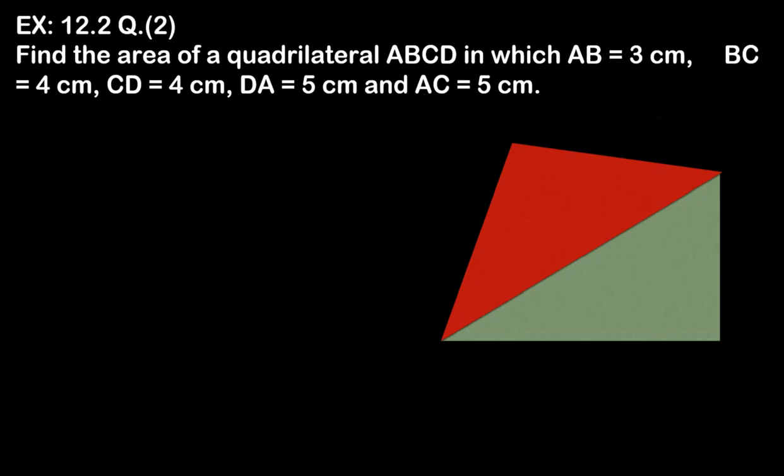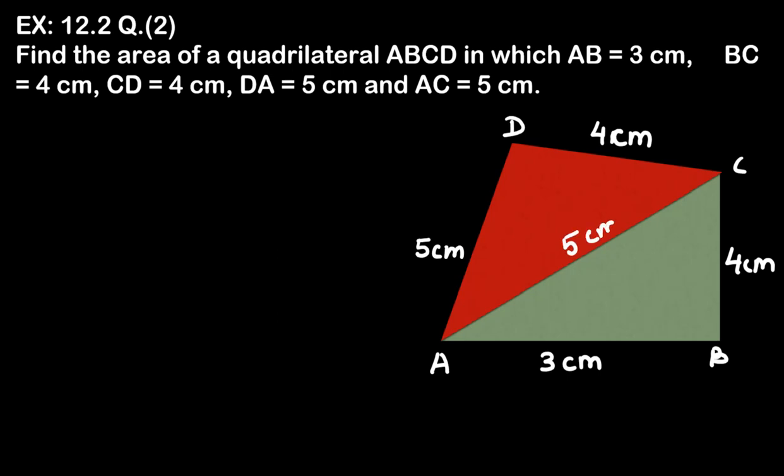Okay, so the question is: find the area of a quadrilateral ABCD in which AB and the other values are given. So let us quickly write down the values over here. AB is 3 centimeter and BC is 4 centimeter. Then we have CD equals 4 centimeter. Then we have DA equals 5 centimeter. Also we have AC given as 5 centimeter. So all the values are given.